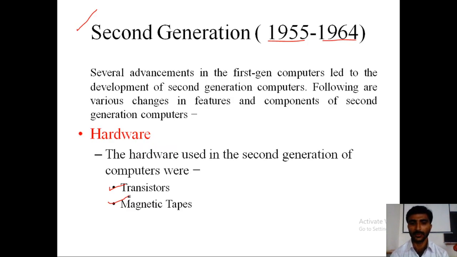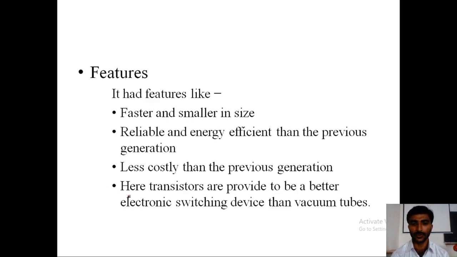See here, there are two hardware technologies we are using, transistors and magnetic tapes. Magnetic tapes are used to store data like primary memory, and magnetic tapes and magnetic disks are used as secondary storage devices for data storage. In this generation, assembly language and high-level programming languages like Fortran and COBOL were used.